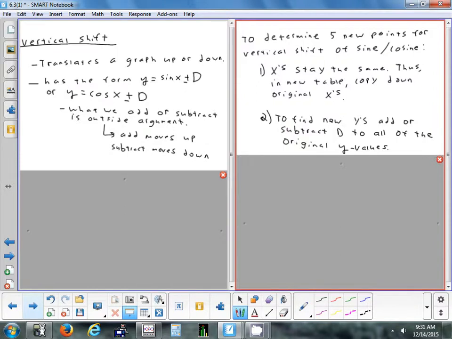Okay, so we're going to change the y values. And this time all you have to do is add or subtract whatever d is to the original y values. Do not do the opposite. Plus will shift up, minus will shift down. All the vertical transformations, you do exactly what you would think you would do. All the horizontal ones are opposite. And that's it. That's all we have to do for a vertical shift.